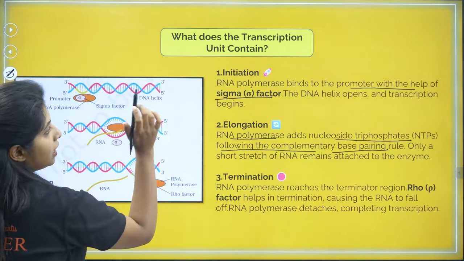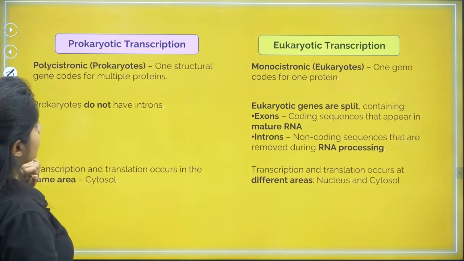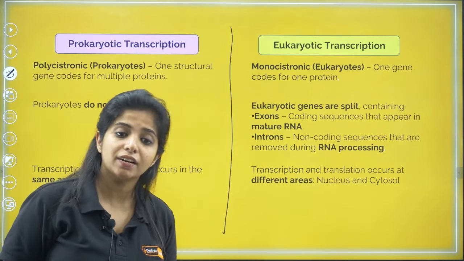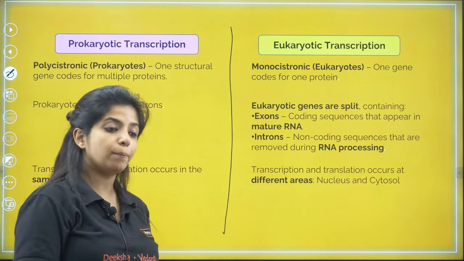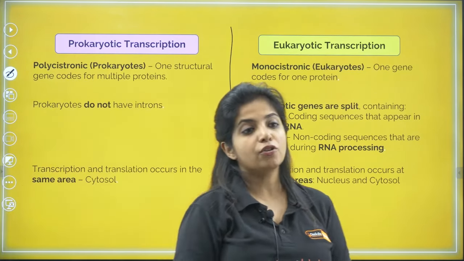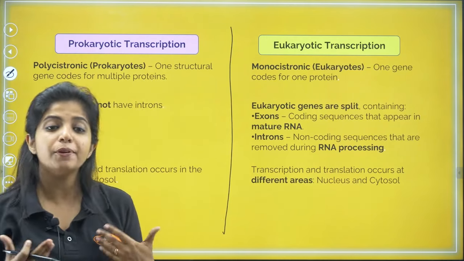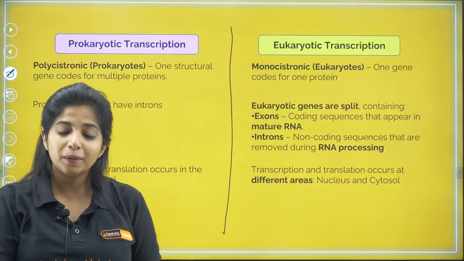Again, initiation: you have to remember the sigma factor and Rho factor. That is very, very important. Now, there is a difference between prokaryotic transcription and eukaryotic transcription, my dear children. Prokaryotes are the ones that do not have a proper membrane-bound nucleus or membrane-bound organelles. They are primitive in nature, for example, bacteria. Eukaryotes are as in us, as in the plants, everything.